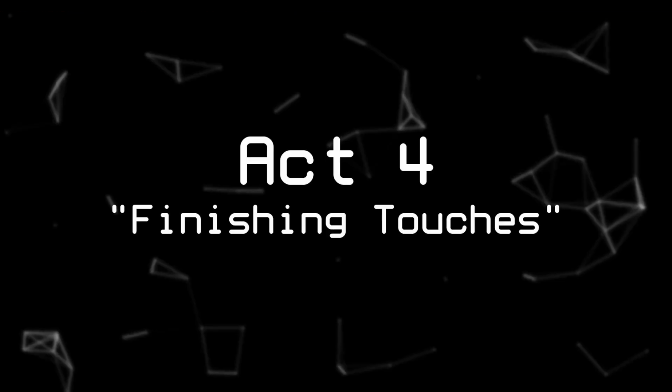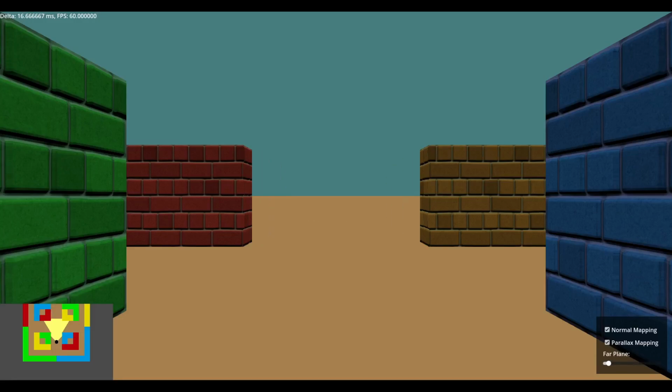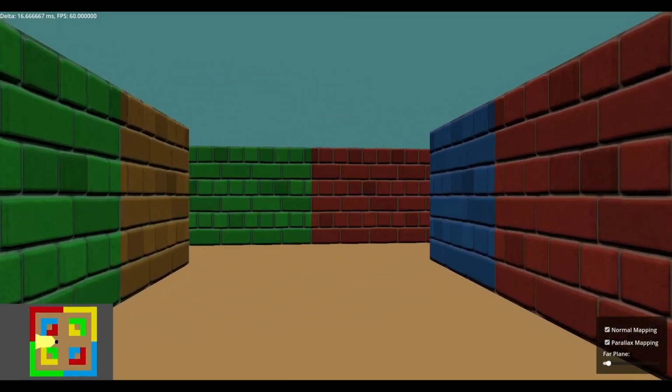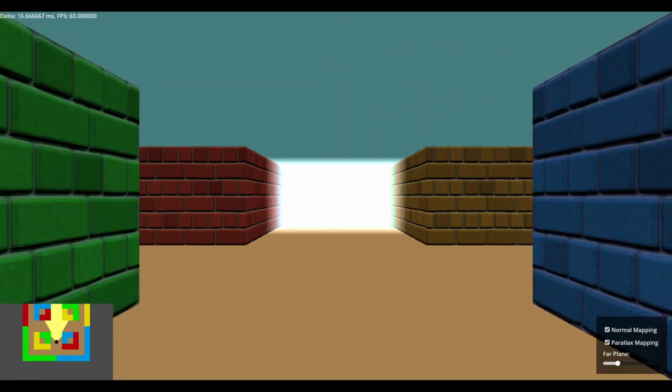The final task, at least for now, is to address the far plane issue. If I were to decrease the far plane distance, we can see the effect is less than pretty. The transition from rendering walls to not rendering walls is, well, non-existent. The aesthetic solution is to implement fog in order to fade out gradually.